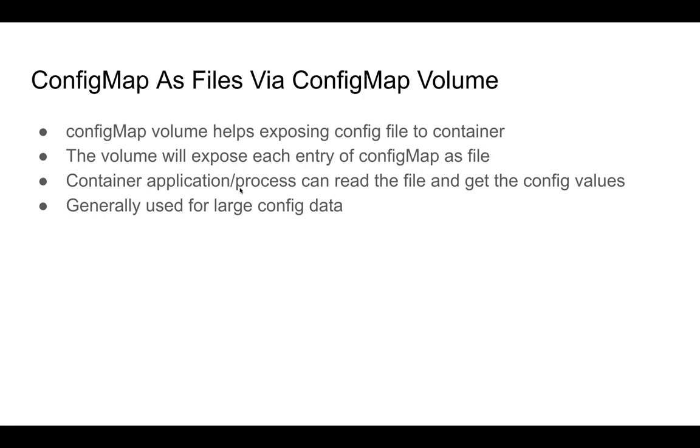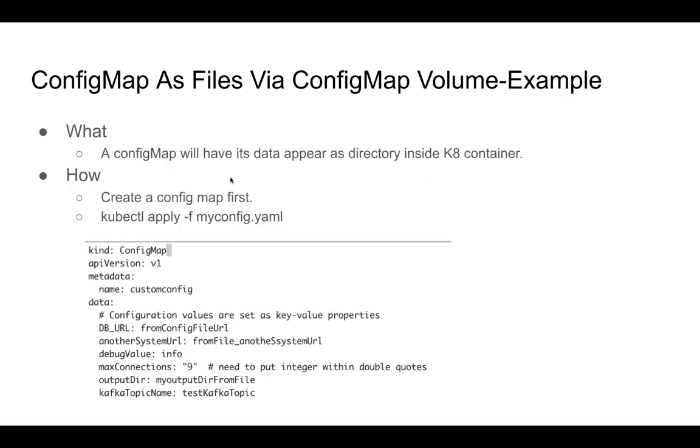The container application can read the file and get the config values, right? Because each config map entry is coming as a config file, as a file. So the application can read that and populate its variables. It is generally used for large config data, and we'll see an example of that. So, config map as file via config map volume example. This is an example. What will happen is a config map will have its data appear as a directory inside a container. So we'll create a config map first.